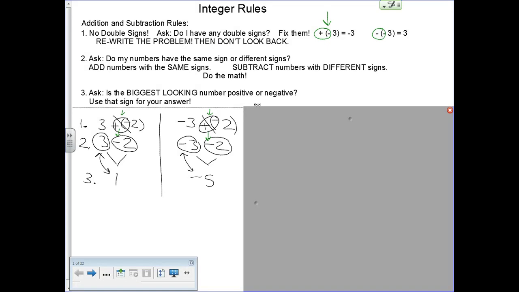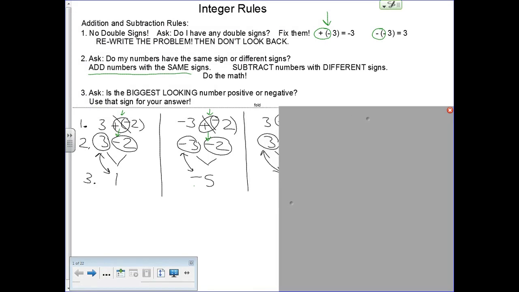This time, in step number 2, when I ask myself, do my numbers have the same signs or different signs, I can see that both numbers are negative. So a -3 and a -2. When I have same signs, if I look back at number 2, it says to add those numbers together. So 3 and 2 is 5, and I write that down. Then I ask, what is the biggest looking number? Well, they're both negative, so does it really matter? When I have same signs, I'm just going to use that sign, and my answer is going to be negative.